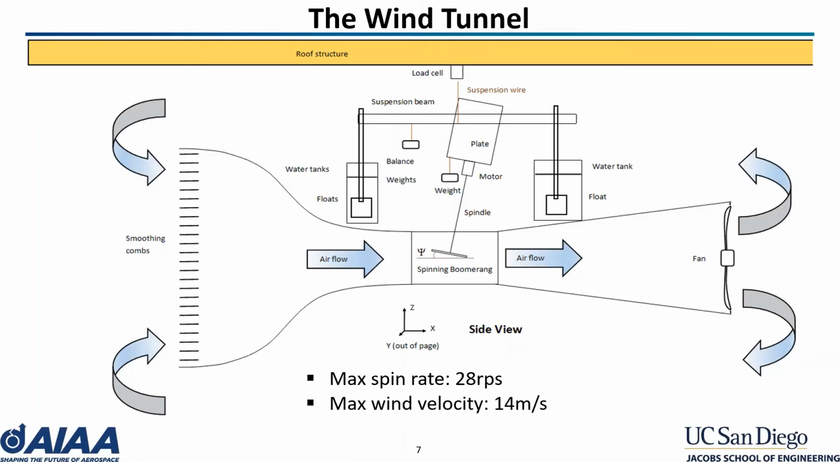The wind speed in the tunnel is also variable with a maximum of 14 meters per second. The lift forces are measured by a load cell holding the suspension beam above the center of the boomerang. Additionally, 3 water tanks and floats help to balance the weight of the motor and have the added benefit of vibration damping and reducing the load on the suspension beam. Anchor screws and wires are used for resisting drag forces produced in the X direction.